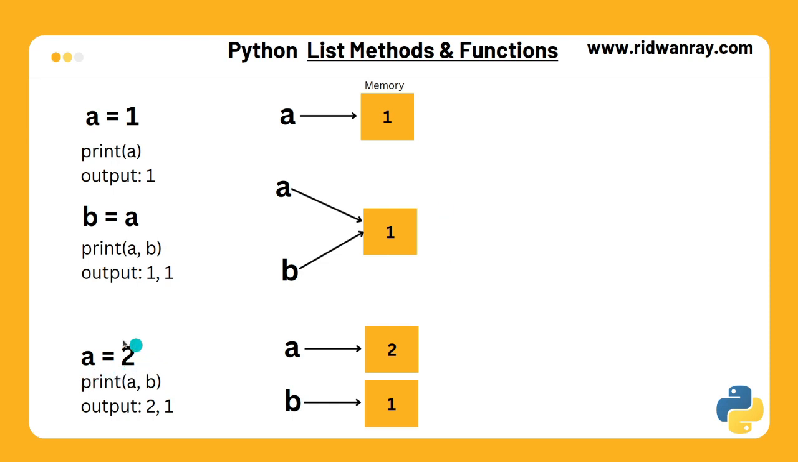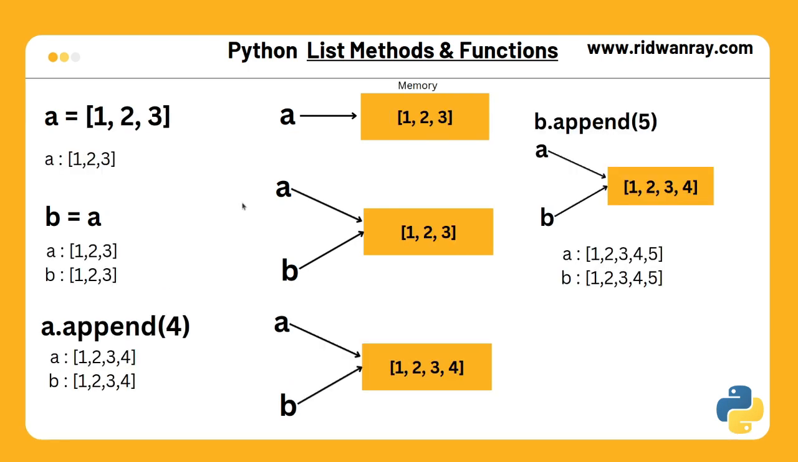The third assignment, A equals 2, creates a new reference to a completely new object entirely. That is why the value of A is 2 and the value of B is 1, which was the first object created. Going by the same principle, but using a list in this case. In this example, A represents a list of numbers. A new object is created in the computer memory and A references this object.